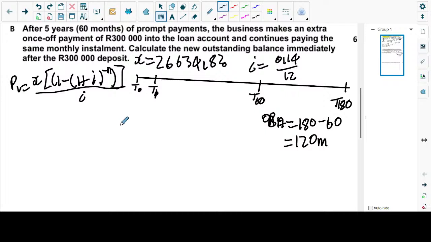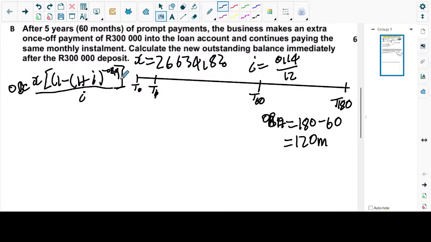Since we're speaking about outstanding balance now, instead of writing present value, we're using exactly the present value formula, but erase the PV and write it as OB. It's the outstanding balance. Instead of minus n, we call it minus OBn, with the n at the bottom. So it's OBn.